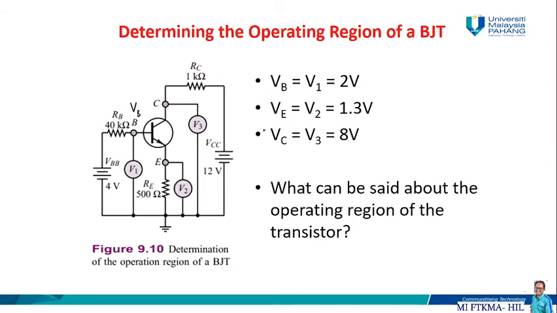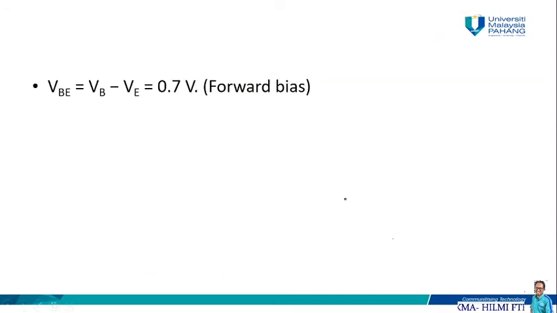And then VE. If you don't remember how to get the nodal voltage, please revise the previous video. And then we have VE is equal to V2 equal to 1.3 volt. So we have VE, and then we have VC equal to 8 volt. So what can be said about the operating region of the transistor?